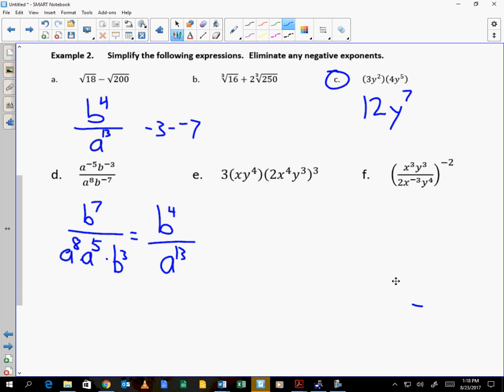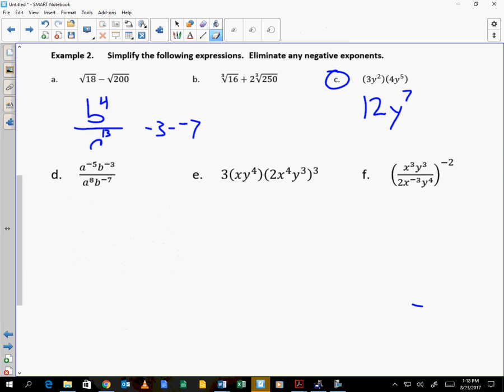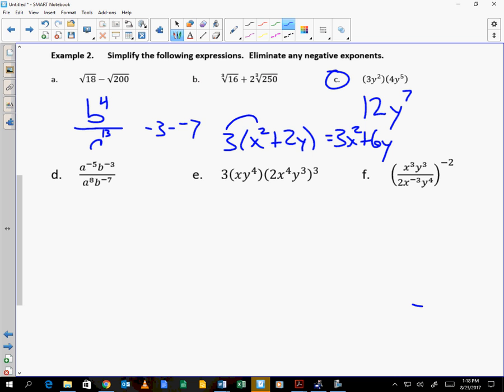Okay, so letter E, this is one that gives people a problem from time to time on the test. A lot of people want to do this. If I have 3 times x squared plus 2y, that comes out to be 3x squared plus 6y. But that's distributing over addition. Do I have any addition here? No. So a lot of people are like, well, I got to take the 3 there and the 3 there. No, there's no addition. This is all multiplication with some powers. So what am I going to do first? Which part of this do you want to deal with first?